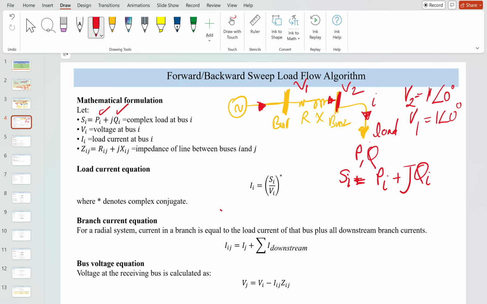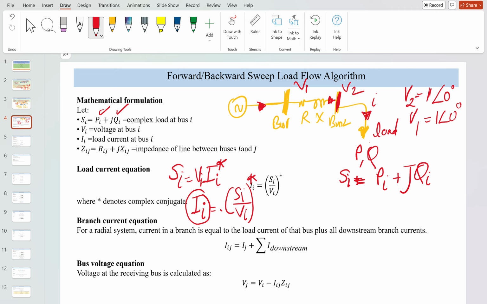Okay, and there is one equation: Si is equal to Vi times Ii conjugate. We already know Vi and Si, so you can find out the current from here. Ii will be Si divided by Vi, conjugated. Okay, and then you can find the current, because whatever current is going into the other loads can be summed up, and then you get the current which is flowing through this radial network.